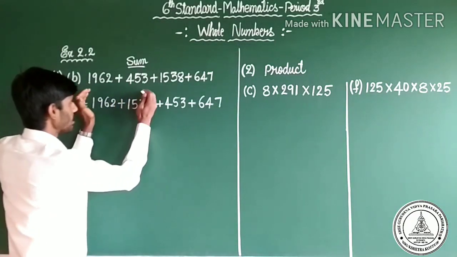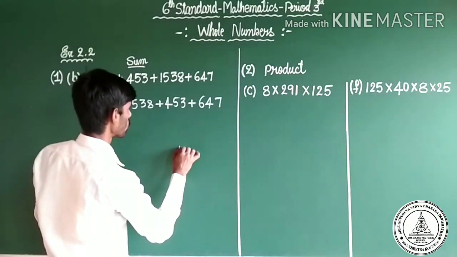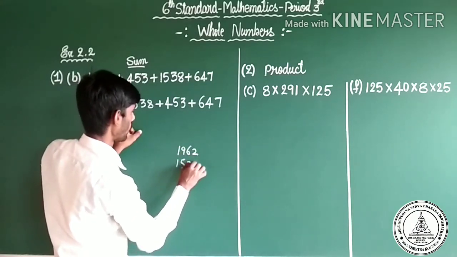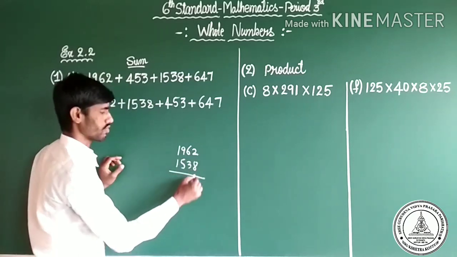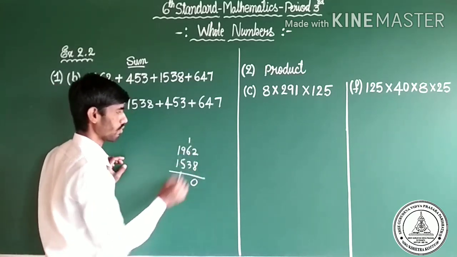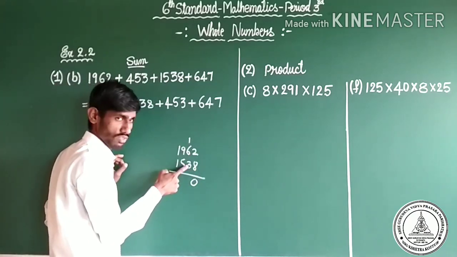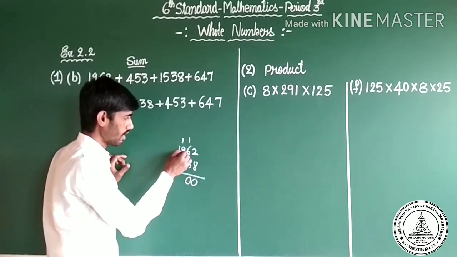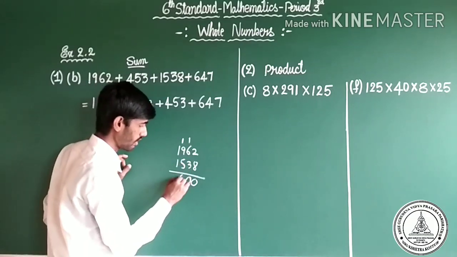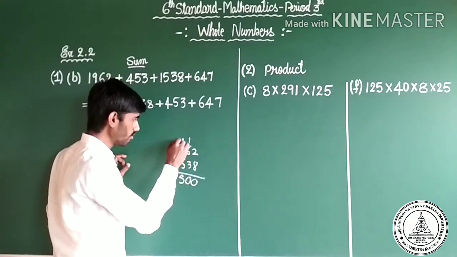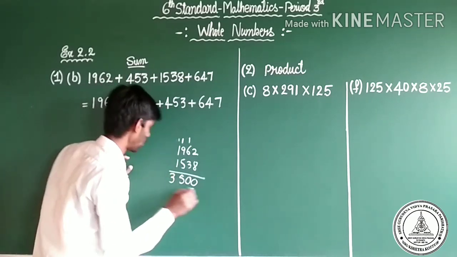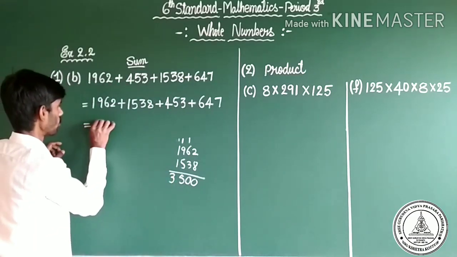Okay, add these two numbers. Observe here, 1962 and 1538. 8 plus 2 is equal to 10, 0 is here, 1 carries. 1 plus 3 is equal to 4. 4 plus 6 is equal to 10, 0 is here, 1 carries. 9 plus 1 is 10, 10 plus 5 is 15, 5 is here, 1 carries. 1 plus 1 plus 1 is equal to 3. So the sum is 3500.